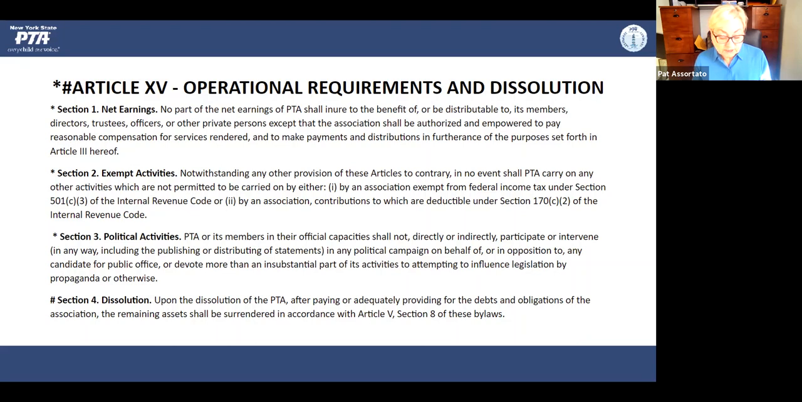Section 2 prescribes the exempt activity rules that must be followed under our IRS 501c3 exempt status. Section 3 prescribes the rules governing the political activity of your local PTA. And Section 4 prescribes and reiterates the surrender of assets upon dissolution of the local PTA unit.